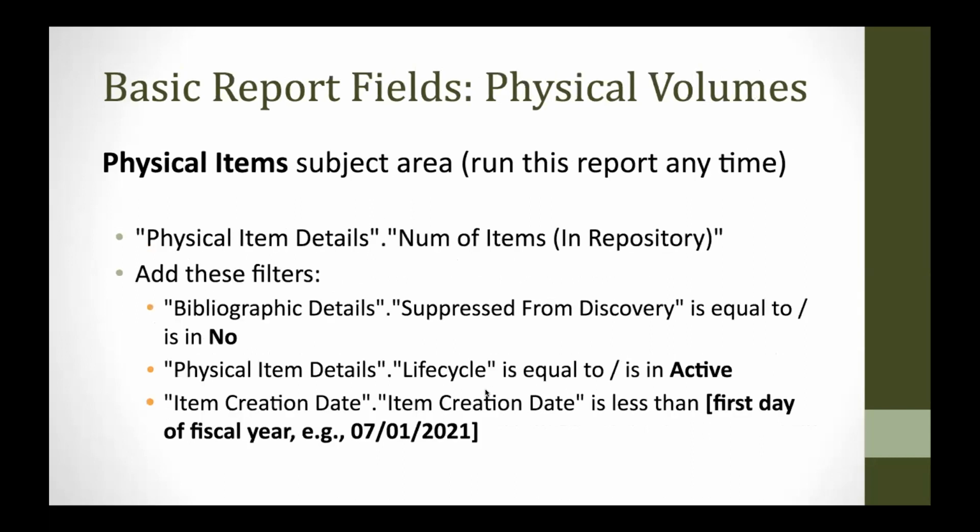For physical volumes, pretty similar. We still use bibs that are not suppressed. We are looking for items that have an active life cycle. There's one exception to that for the cert count, which I'll talk about. And an item creation date that is less than the first day of the fiscal year. And that will get everything that was created prior to that fiscal year.